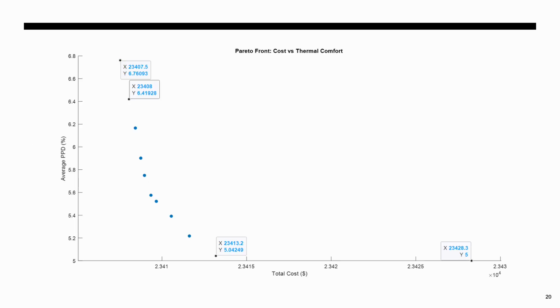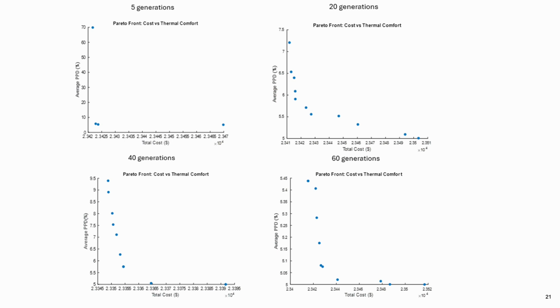The graph shows the Pareto trend representing the trade-off between total cost and average PPD, or thermal discomfort. We can see that as the cost increases slightly, the PPD drops, indicating better comfort, and these points represent optimal solutions balancing both objectives. This shows the progression across generations.